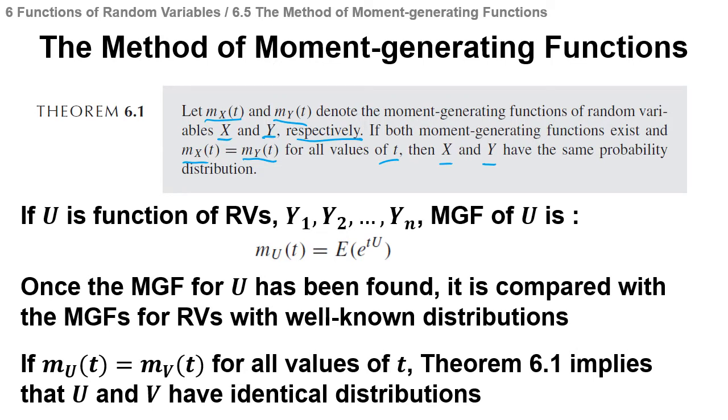The mathematical proof for this one goes beyond the level of undergraduate mathematics, so I will skip it. But if you are interested, you may come to graduate school. If you take a probability theory class, then you will learn what this implies. But for now, we will just accept Theorem 6.1.